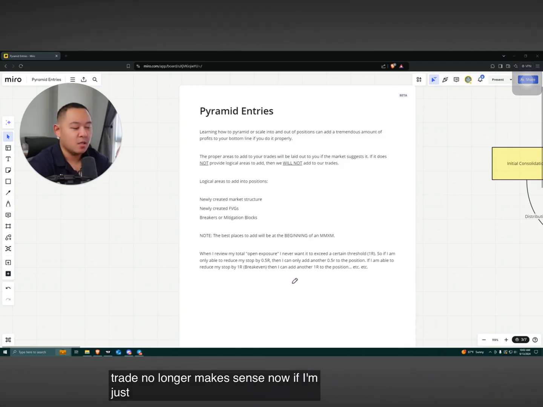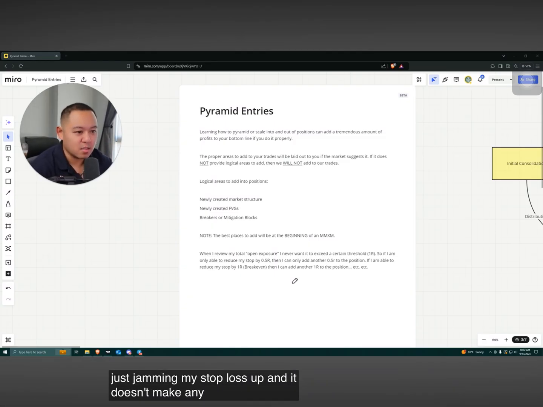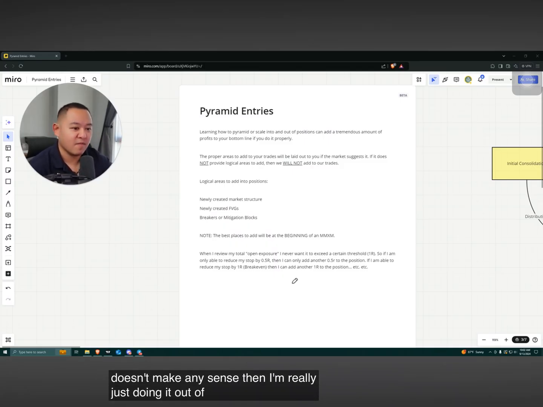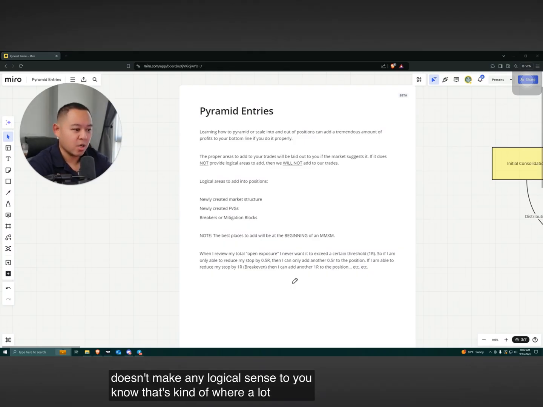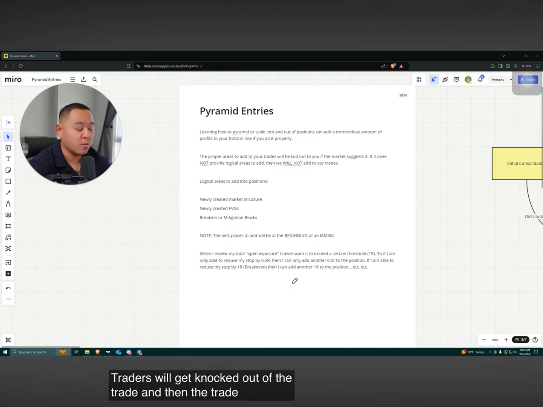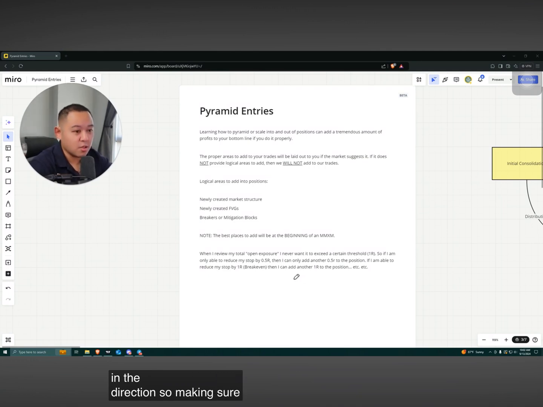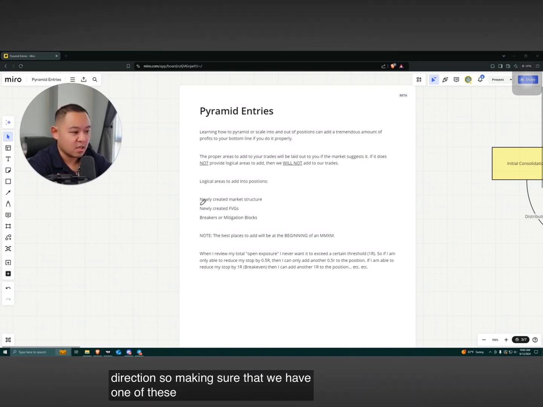Now, if I'm just jamming my stop loss up and it doesn't make any sense, then I'm really just doing it out of emotions, fear of losing, so I don't want to give back what I'm up on the trade. Me jamming that stop loss up to break even where it doesn't make any logical sense to, that's kind of where a lot of traders will get knocked out of the trade, and then the trade will continue in the direction. So making sure that we have one of these things happening.